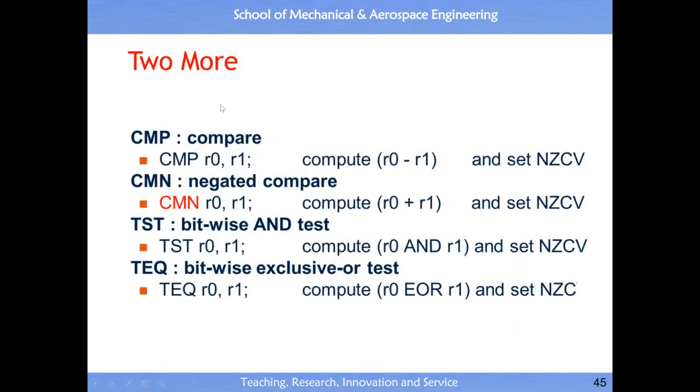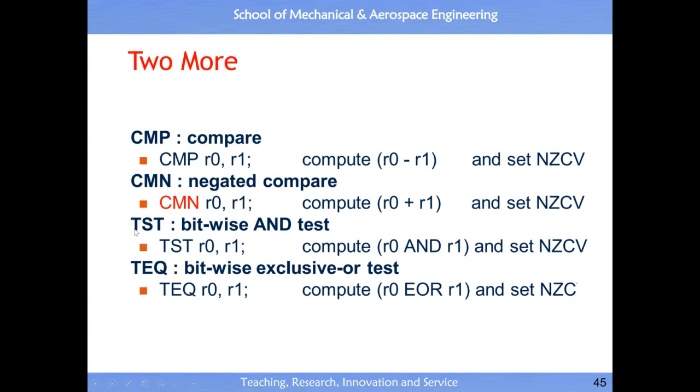And in addition, we have two extra instructions for us to produce the status of a computational result. Another one is CMN. N means negated, the status of a CMP. For example, for this one, we have three conditions: equal, greater than, smaller than. Then for this one, we give you not equal, not greater than, not smaller than. So this will give you these three conditions.